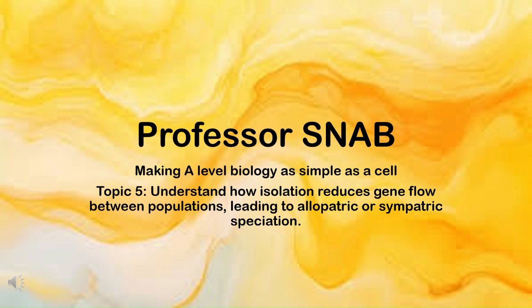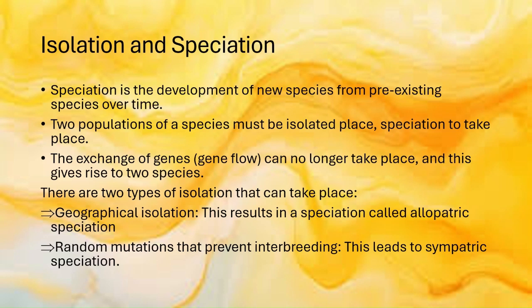Today we're understanding how isolation reduces gene flow between populations, leading to allopatric or sympatric speciation. It's the development of new species from pre-existing species over time. Two populations of a species must be isolated for speciation to take place. The exchange of genes can no longer take place, and this gives rise to two species.